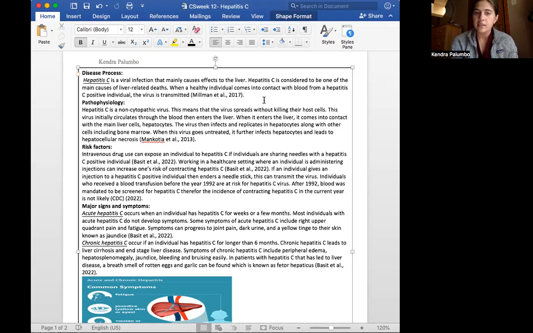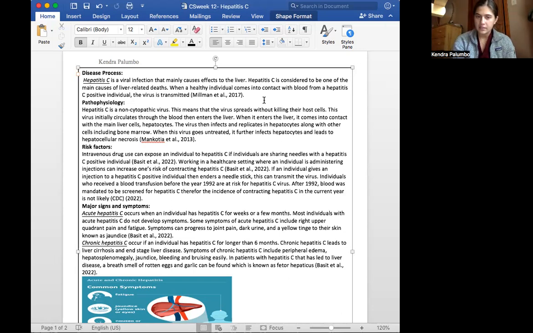So, major signs and symptoms. For acute hepatitis C, this usually will occur if an individual has been infected for weeks or a few months. These individuals will typically not present with any symptoms. If they do, it includes right upper quadrant pain, feeling very fatigued, and if it's left untreated, it can progress to joint pain, dark urine, and jaundice.